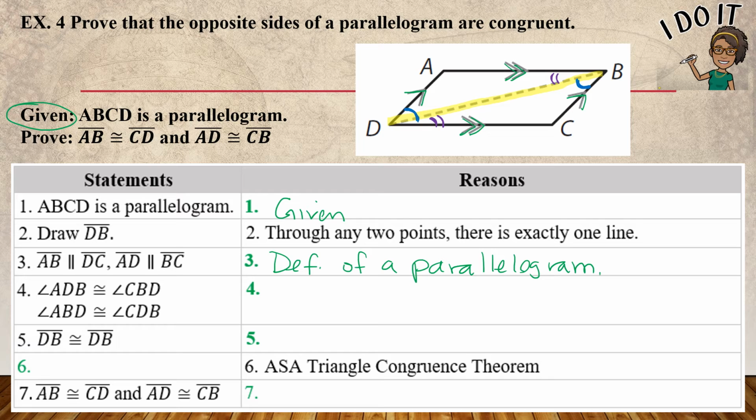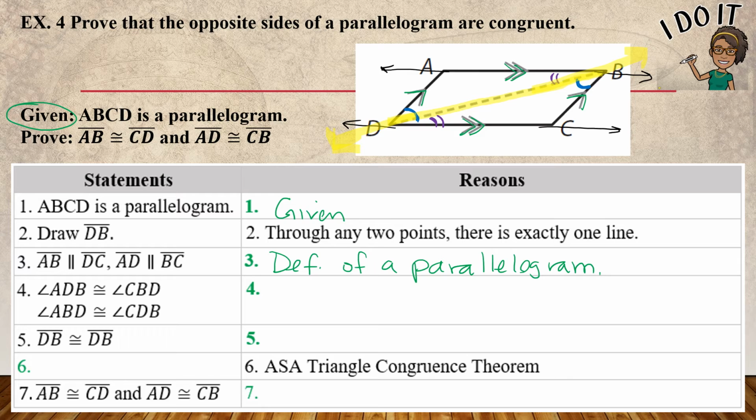Well, let's think about this. Let's go back to statement number 3. Statement number 3 said that we had 2 pairs of parallel lines, right? But let's focus on sides AB and DC. If I extend the sides out, I'm actually creating 2 parallel lines. And then if I extend BD out, I'm actually creating a transversal.